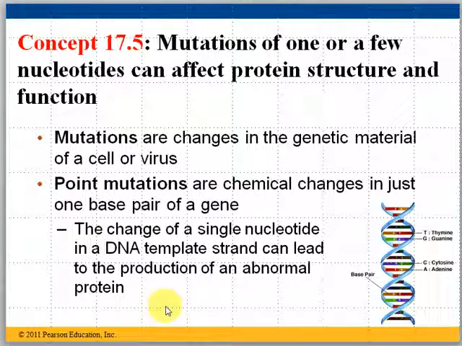The first one is a point mutation. Point mutations are chemical changes in just one base pair. So a point mutation is the smallest kind of mutation you can have. It's a change in one of these base pairs of the DNA. The change of a single nucleotide in a DNA template can lead to the production of abnormal proteins. Remember, this is the instruction code that is going to be created into messenger RNA and then sent out to the protein manufacturing units, the ribosomes. And if that instruction code is off by even one letter, it can create quite a bit of problem.